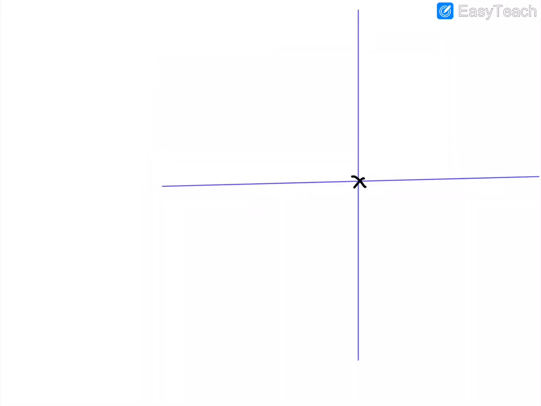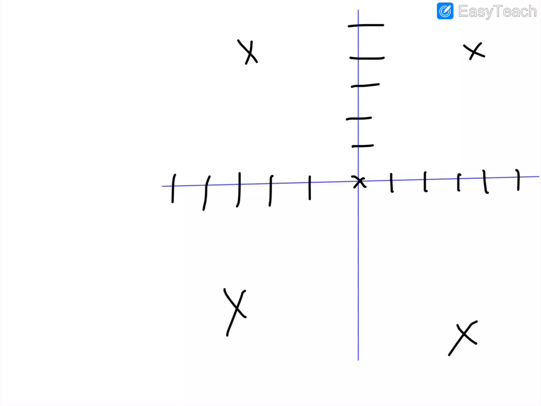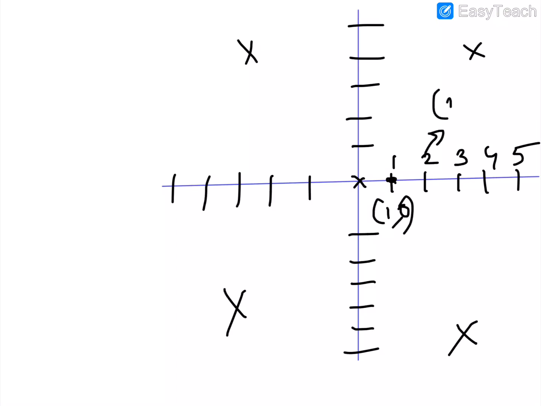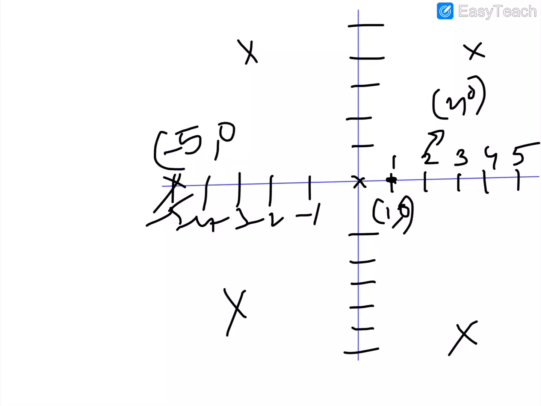Now what if the point is not in the quadrants? What if the point is on the x-axis? On the x-axis we have so many points. On the y-axis also we have so many points. So how do we represent these points? Now for example, this point, this is 1, 2, 3, 4, 5. So what is the value of x? 1. y is 0. And this point is 2 comma 0. If you take some point here, then this becomes minus 5 comma 0.